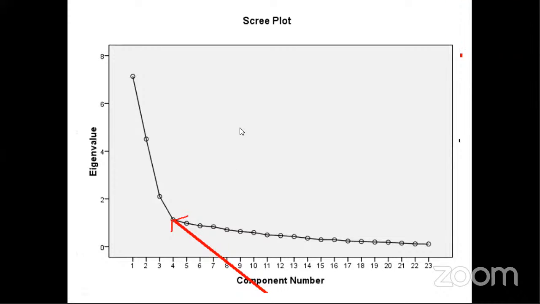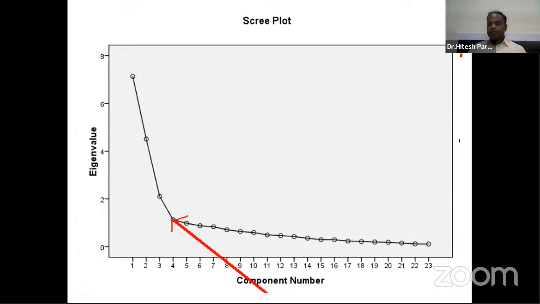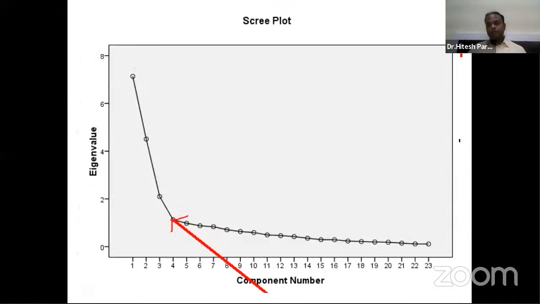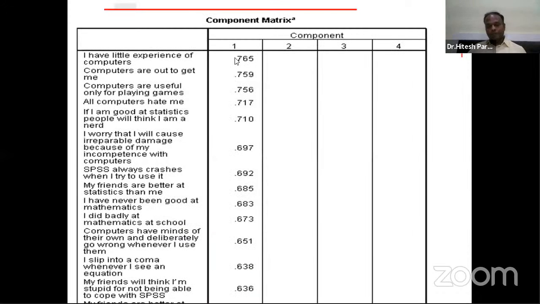But in the second slide, the last slide which you have shown, the values are more than 0.5. More than 0.5 is for factor loading, not for the eigenvalues. What we have given is a cutoff criteria for factor loadings. So these are the factor loadings, not the eigenvalues.